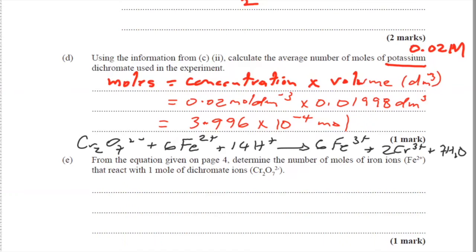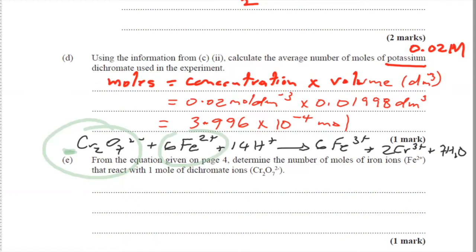So we're concerned about, from the question, chromate and iron, the mole ratio of chromate and iron. They're asking us to determine the number of moles of iron, that's Fe2+, that react with 1 mole of dichromate. So if we look to the left of dichromate, nothing is there. And if we see nothing there, it means that our coefficient is 1, or our stoichiometric value is 1.